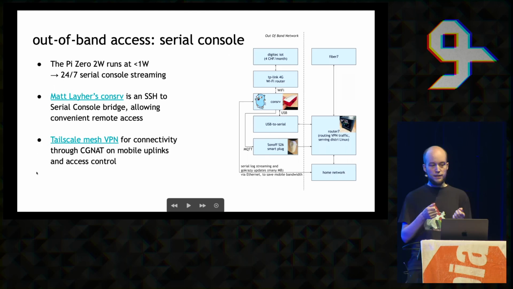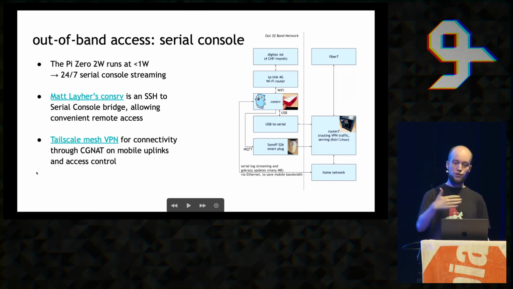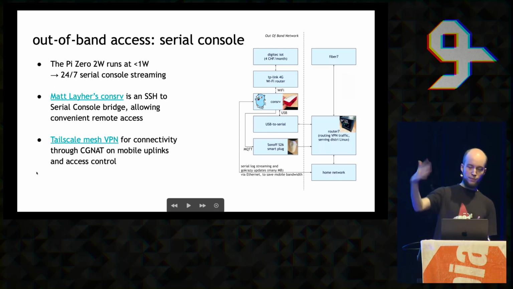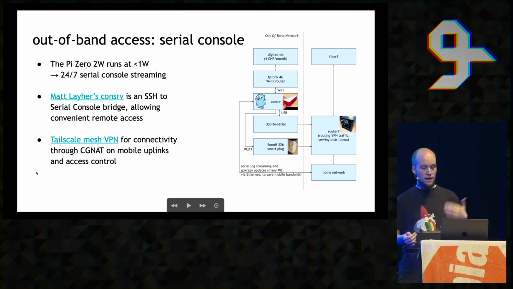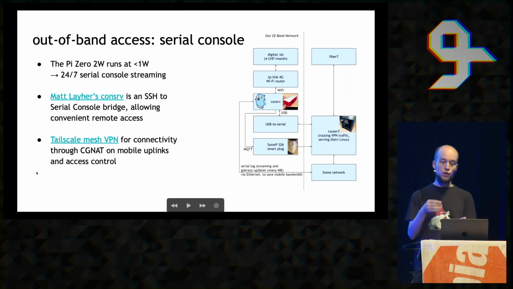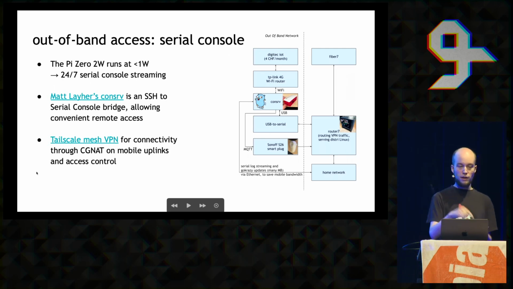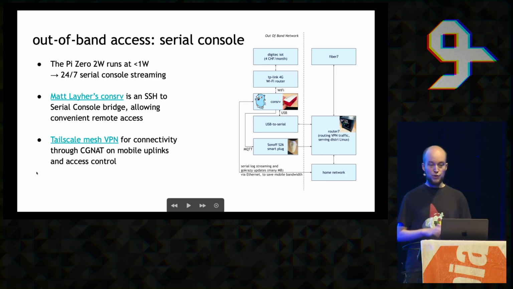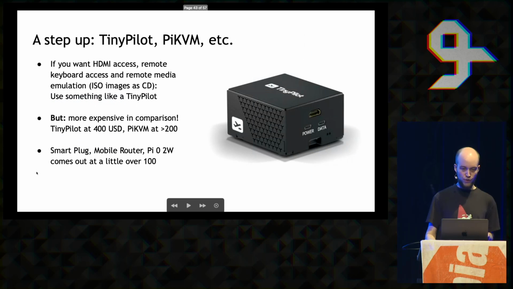And conserve is an SSH to serial console bridge. So it allows you to just SSH into that Pi, and then you will have commands for power management via smart plug or attached USB to serials and so on. You can do all of the things. I like to combine that with the Tailscale mesh VPN, because then I also get connectivity through carrier-grade NAT and anything else on mobile networks, and also access control. So to me, that's sort of the all-in-one solution.